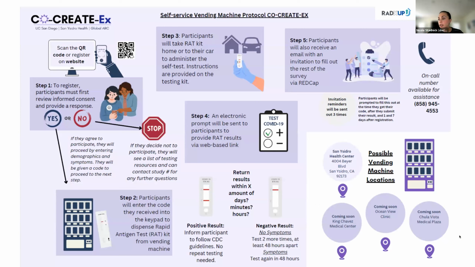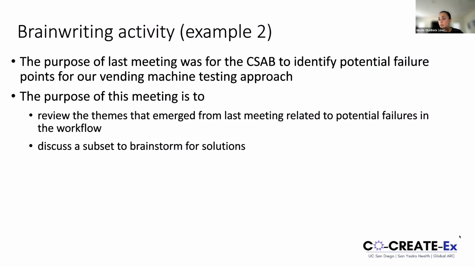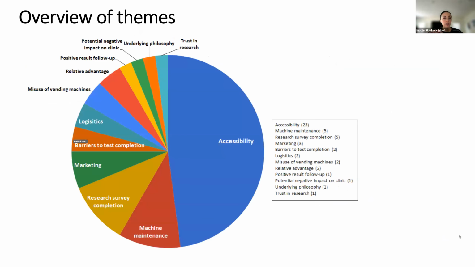If we go to the next slide, I think we can skip two actually. We can skip this one. What we did was, after people had a chance to think through their potential failures, we then shared back with them a summary of the failures that they came up with. So we shared within this pie chart, most of them are related to accessibility and kind of ease of use of our vending machines, but there were a number of other topics and failures that people came up with.